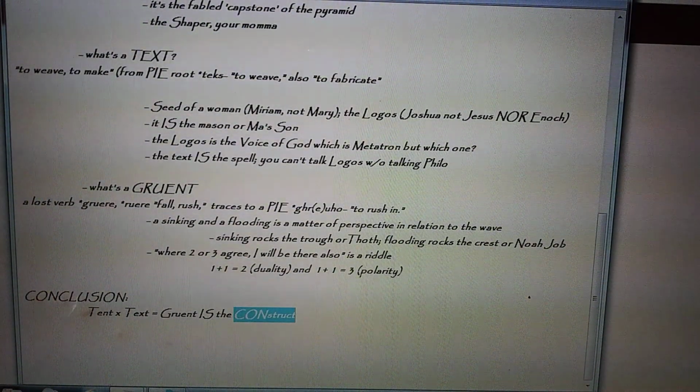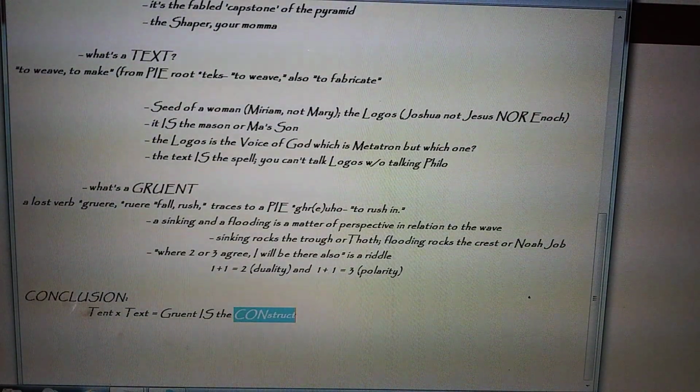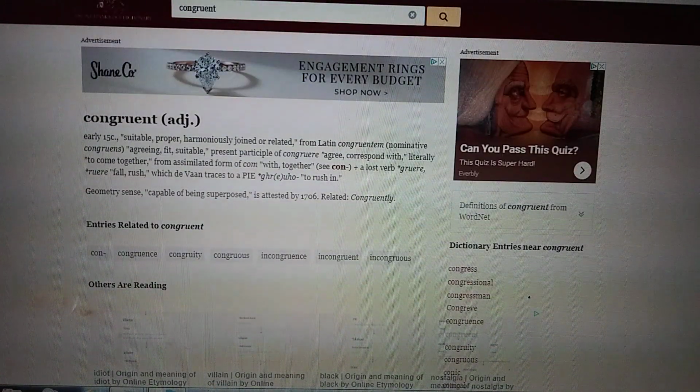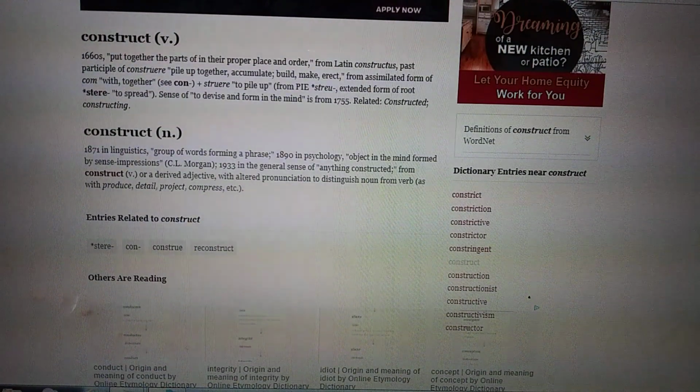Now we're talking about that matrix, right? And again, much ado to natural by law, because he's been really pounding it. Now, the construct. What's a construct? 1660s, right? Put together parts in their proper place and order, getting order, right? From Latin constructus, past participle of construere, pile up, right? Together, accumulate, build, make, erect, right?